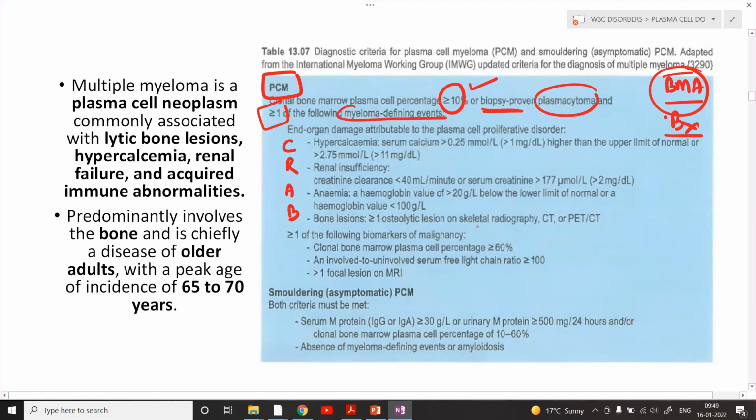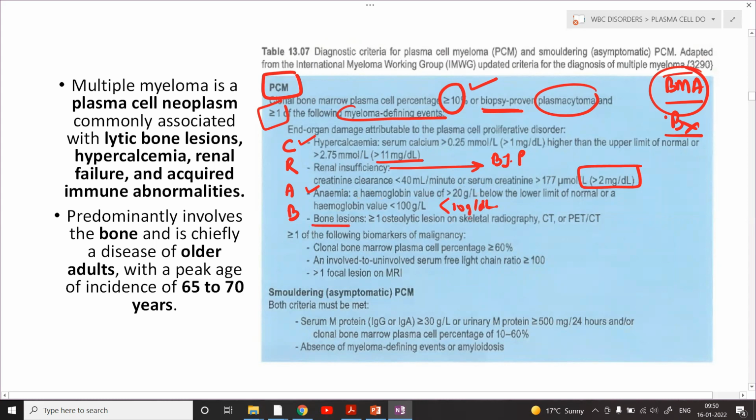CRAB, that I was telling you, the signs and symptoms. In all multiple myeloma patients, they have these signs and symptoms. They will have hypercalcemia, where the calcium level is more than 11 milligram per deciliter. There is a renal insufficiency. Why is there a renal insufficiency? Because of Bence Jones protein, as I told you. Over here, the serum creatinine level is more than 2 milligrams per deciliter. And thirdly, we have anemia, where the hemoglobin value is less than 10 grams per deciliter.